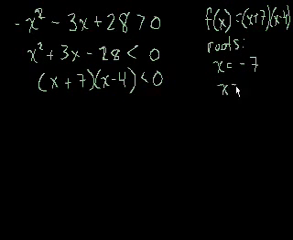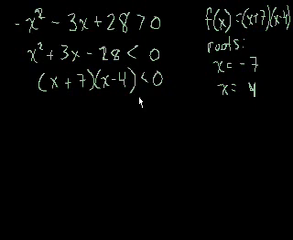And x is equal to 4. Now, what we want to know is what x values make this inequality true. If this was an equality, we'd be done. We want to know what makes this inequality true. And I'll give you a little bit of a trick. It's always going to be the numbers in between the two roots or outside of the two roots.